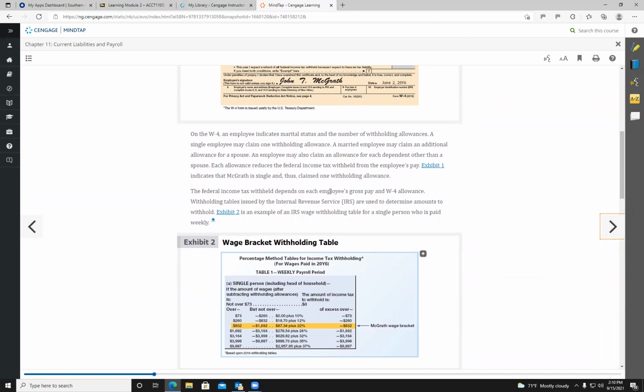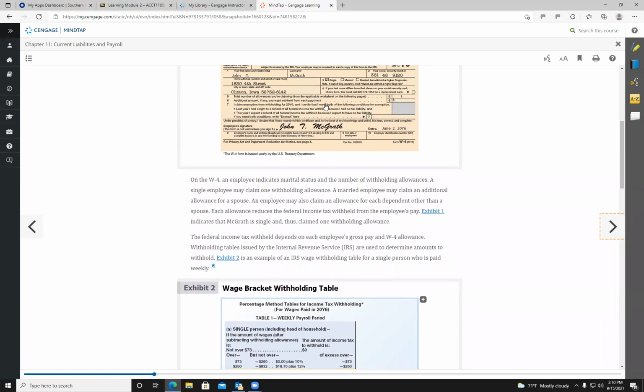On the W-4, an employee indicates their marital status and the number of withholding allowances, and that's what we're doing right here. A single employee may claim 1 withholding allowance. A married employee may claim an additional allowance for a spouse. An employee may also claim an allowance for each dependent other than the spouse. Each allowance reduces the federal income tax withheld from the employee's pay. So Exhibit 1 indicates that McGrath is single, and thus he's only claimed one withholding allowance.